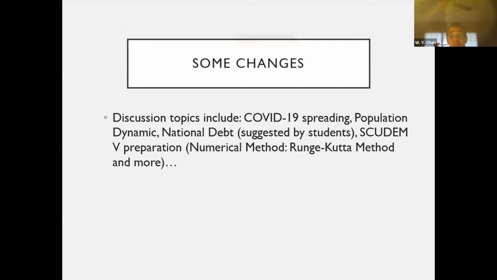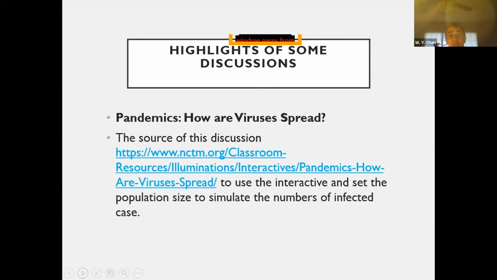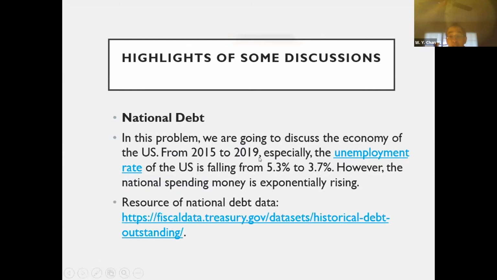And then the topics I covered were COVID-19, population dynamics. One student suggested using national data. He really did some research work and then gave these suggestions. We also discussed how to prepare for the student in number 5. So this is some resources for COVID-19 spreading. We are using the NCTM resources. We can do the simulation right there. And then the national data.